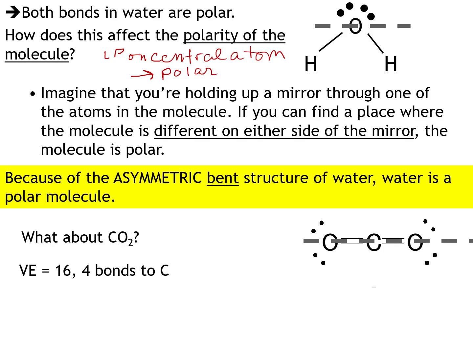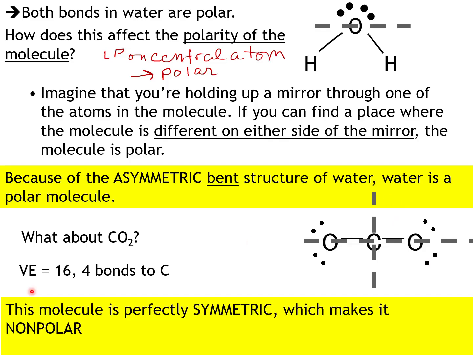And so we pass our mirror plane. These are the two easiest directions to draw it. You could do it at an angle, but you would still end up with it being completely symmetric. So because it is completely symmetric, even though the bonds are polar, those dipole moments cancel each other out, and we end up with a nonpolar molecule.